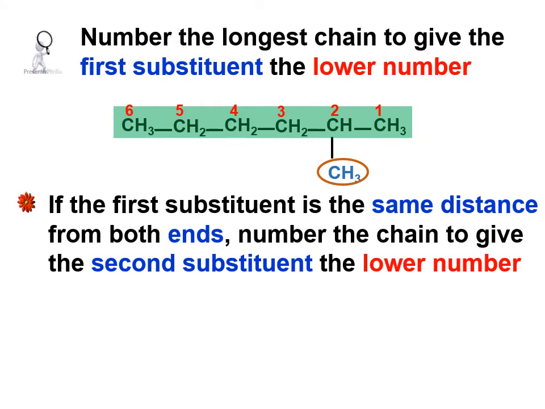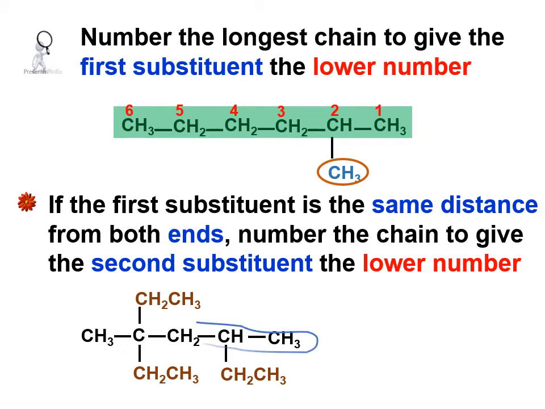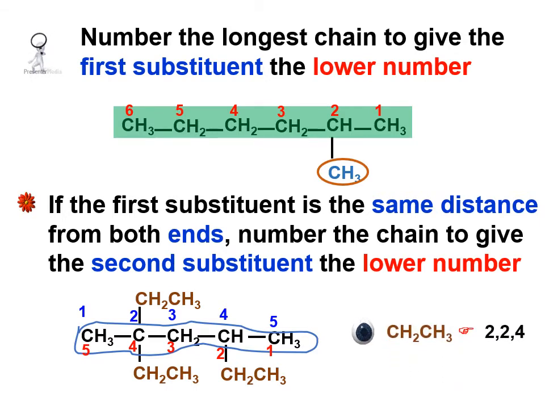If the first substituent is the same distance from both ends, number the chain to give the second substituent the lower number. If we start numbering from the left, the ethyl substituents are at 2, 2, 4. If we start numbering from the right, the ethyl substituents are at 2, 4, 4. So the correct answer for the position of the ethyl is 2, 2, 4, not 2, 4, 4.